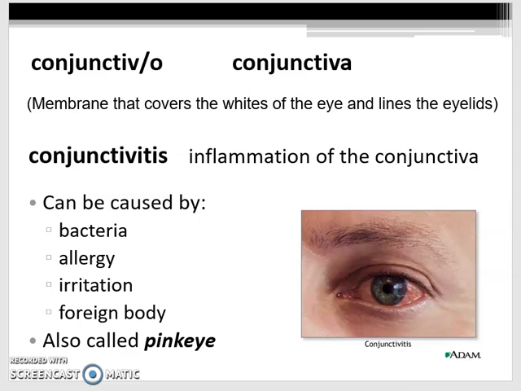Now, earlier we looked at some trauma on the sclera when we saw scleritis. Here you're seeing true conjunctivitis, otherwise known as pink eye. It's typically caused by allergies, bacteria, irritation, foreign bodies. And one thing they don't really mention here is it's viral typically. And I find it interesting that they don't discuss that here. But conjunctivitis is often viral.